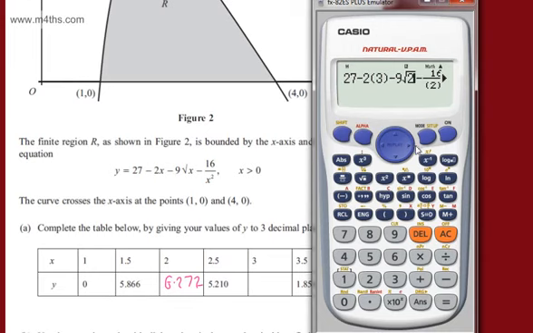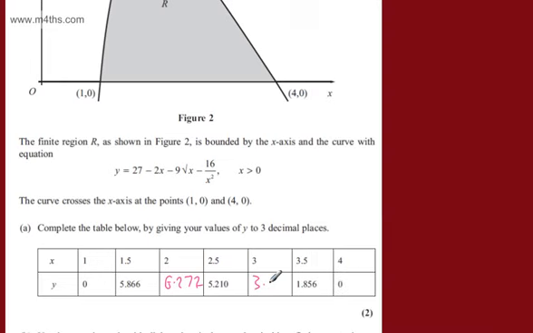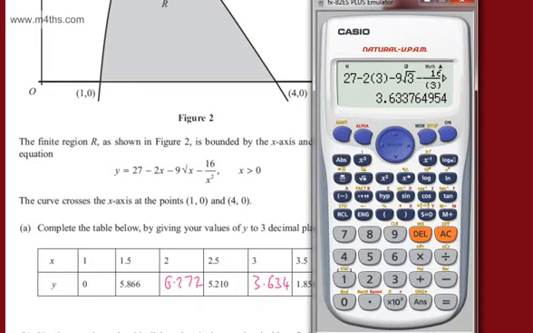Then we're going to have 9 root 3. So let's put that in, and then we're going to have 3 in the denominator right here. And that will give me, to 3 decimal places, 3.634. Okay, let's just check that's correct. So that part's done, and that's our 2 marks.